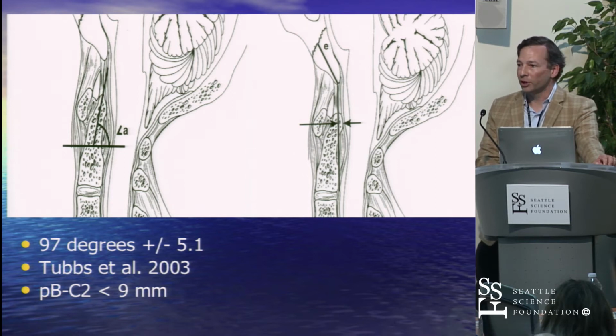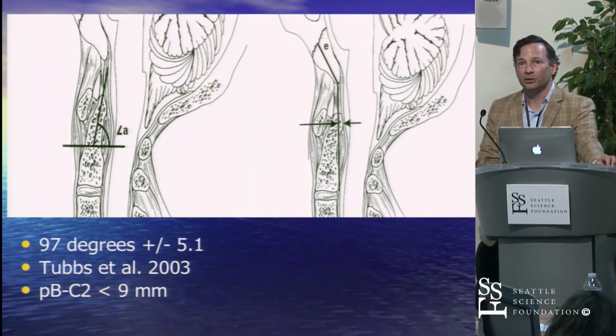The odontoid, if you look at its inclination, has an average inclination in normal non-pathologic specimens of about 97 degrees. This amount of retroversion can increase when you have pathology such as Chiari malformation, so that there's increased anterior compression at the craniocervical junction.